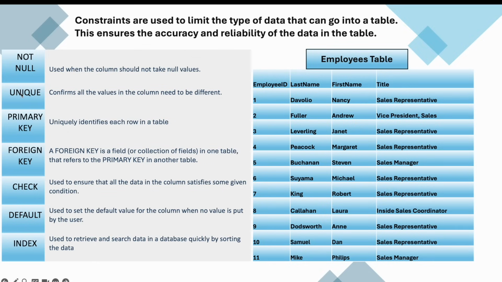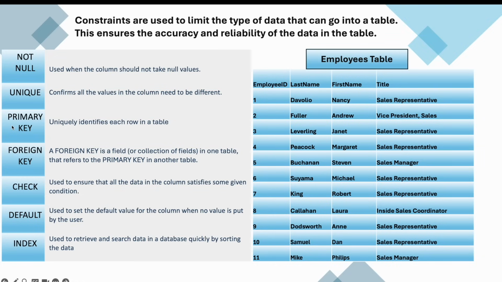The next one is unique. If you apply a unique constraint on any column, that means any value that you put on that column should always be unique. Otherwise, whenever you insert new data inside any row, if two rows have identical values, then you would get an error as well. That's why applying unique guarantees that every single row has a unique value.